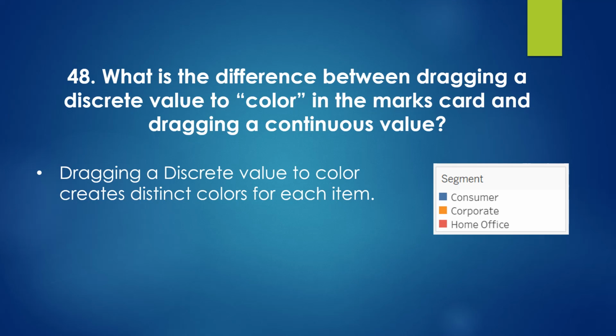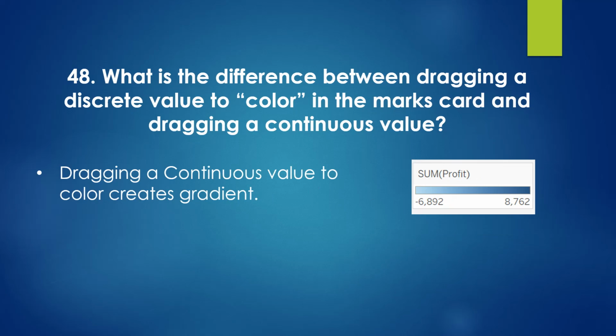What is the difference between dragging a discrete value to color in the marks card and dragging a continuous value? The first example is dragging a discrete value. So when we drag a discrete value to color, it creates distinct colors for each item. As you can see here in this image, for segment, we have three different categories. We have consumer represented in blue, corporate represented in orange, and home office represented in red. Whereas if we drag a continuous value to color, it will create a gradient. As you can see here in this image, when we drop profit, which is a continuous value, it will create a gradient which starts from the minimum value up to the maximum value.